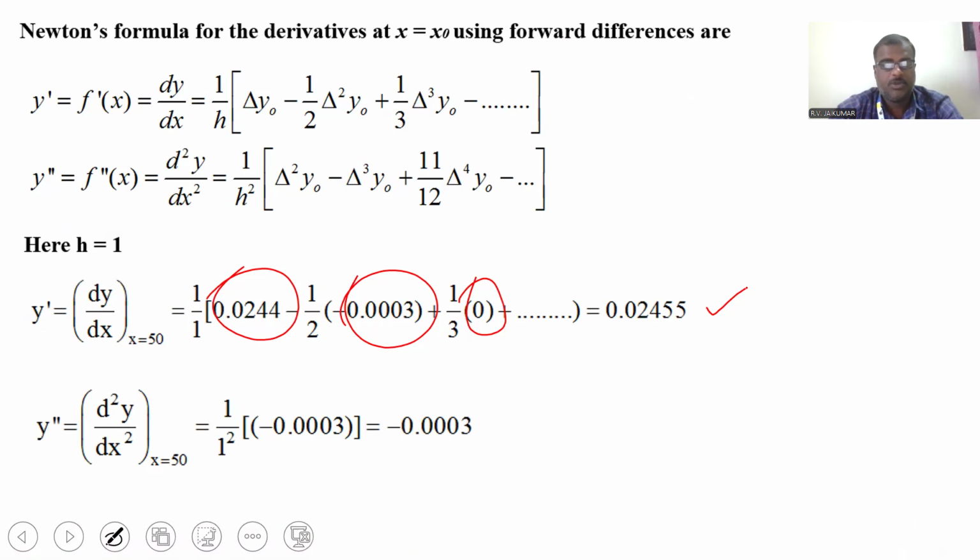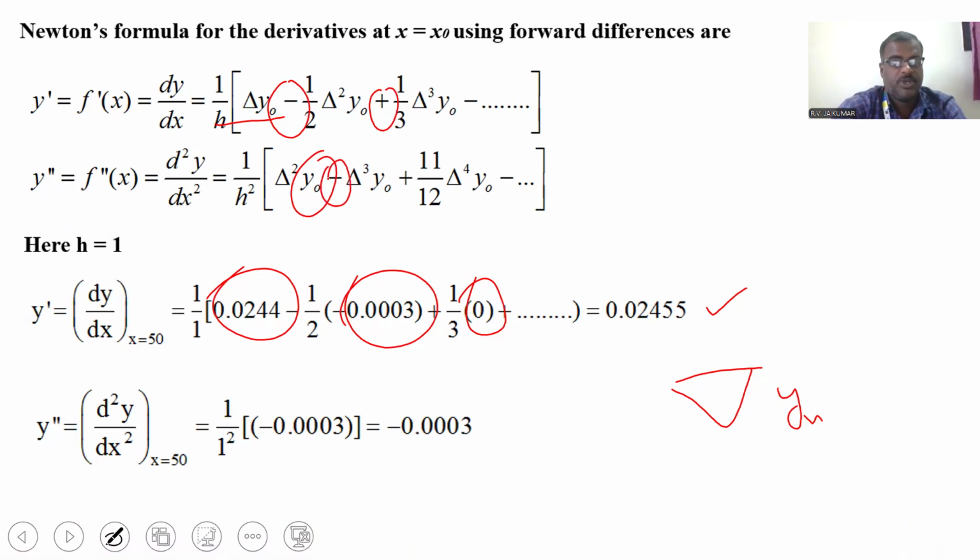Similarly, we can find Newton's formula for the derivatives at x equal to xn using backward differences. For forward I told you to use delta, and for backward we have to use del. For forward we use y naught, and here we will be using yn. So these are the two differences. And look at this: in the formula we have positive and negative alternately, but for backward difference you can assign positive for all the terms. Okay, so this is a way to calculate the derivatives.